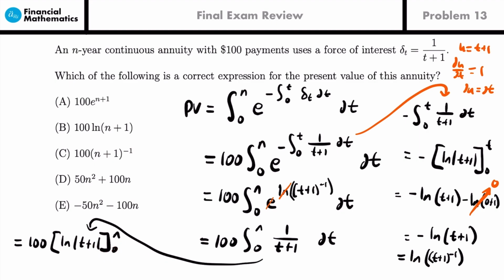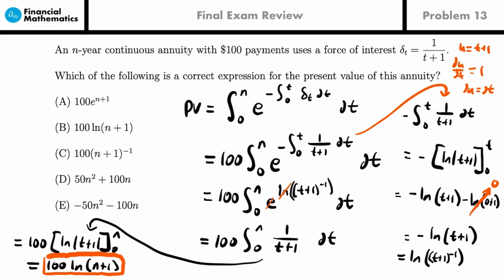If you plug in 0, you're going to have 0 plus 1, and so the natural log of 1 is 0, so that term just becomes 0. So really, to evaluate this, you just have to plug n in for t, and you'll find that this is equal to 100 times the natural log of n plus 1. And that right there is an expression that would represent the present value of this continuous annuity. And if you look at our answer choices, it matches up with answer choice B.